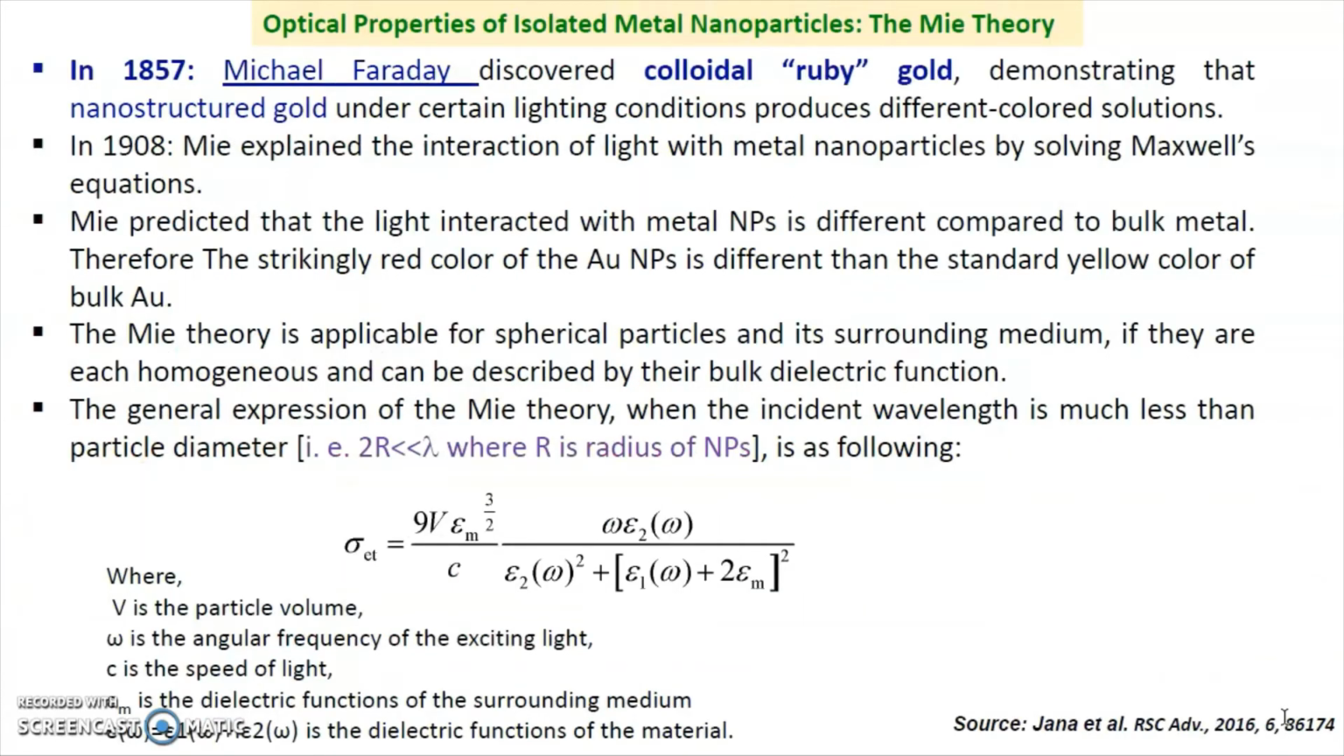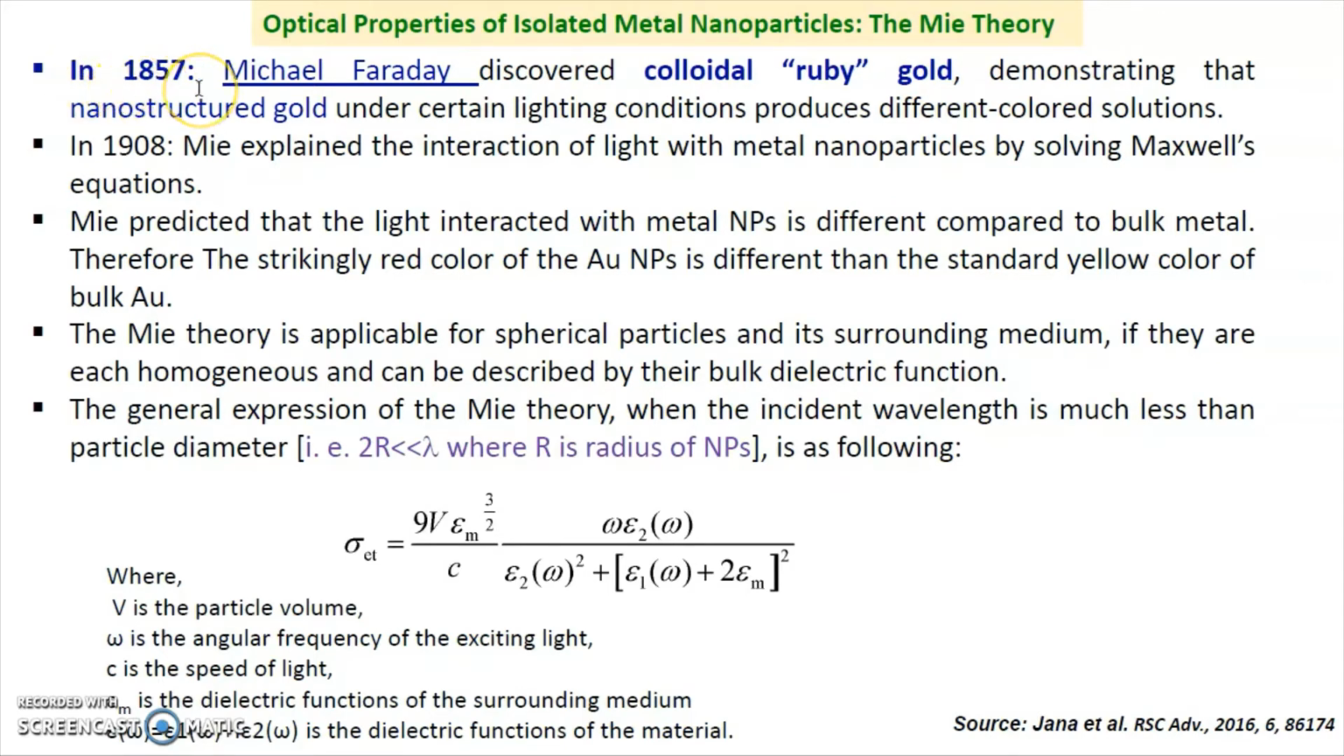Okay, so here it is. Optical properties of isolated metal nanoparticles, and it is given by the Mie theory. Mie is the name of the scientist, so we call this the Mie theory. You can call it as per your pronunciation, but this is the name of the scientist. So you all are familiar with this.